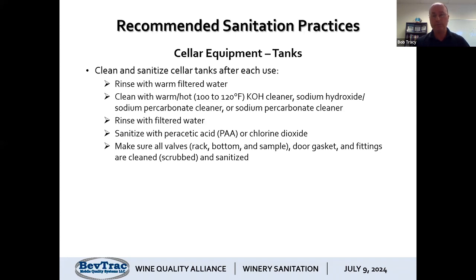So rinse with warm filtered water, then clean with a warm, hot KOH cleaner, sodium hydroxide, or sodium carbonate cleaner. So one of these types of cleaners is a caustic cleaner, or one of these not quite as strong cleaners like sodium carbonate. You want to use those types of cleaners in the presence of warm, hot water. And then rinse the cleaner off with filtered water, and then sanitize with peracetic acid or chlorine dioxide.